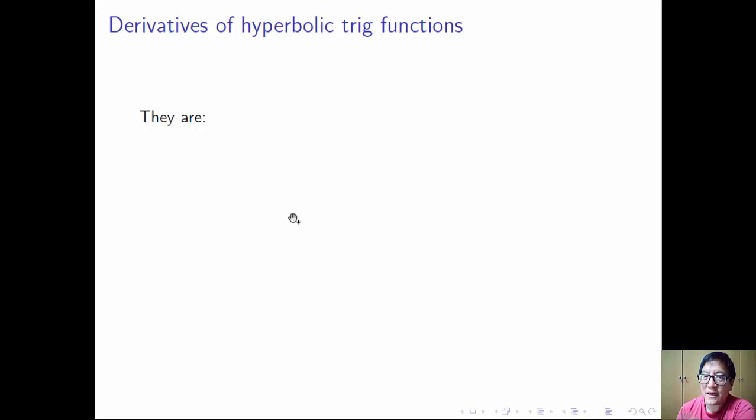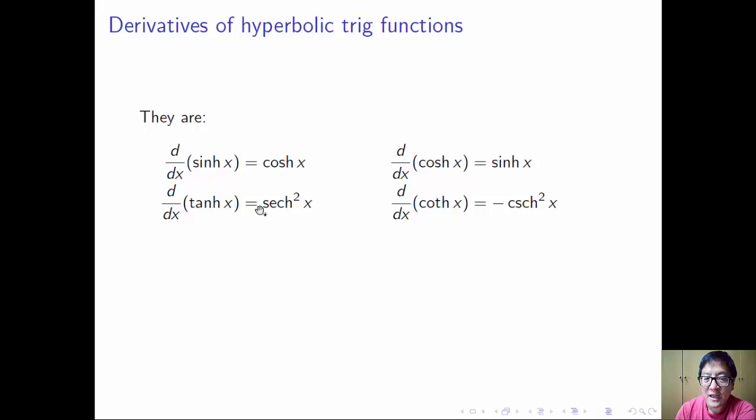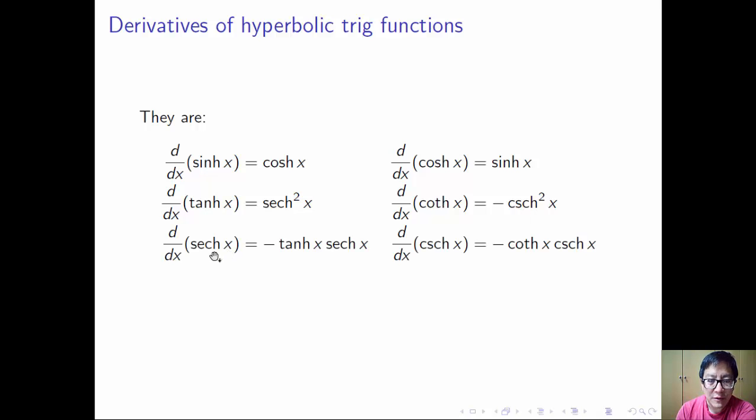All right, so now we come to the derivatives of the hyperbolic trig functions. The derivative of sinh is cosh, the derivative of cosh is sinh, the derivative of tanh is sech squared, the derivative of cotanh is minus cosech squared, the derivative of sech is minus tanh sech, and the derivative of cosech is minus cotanh cosech.